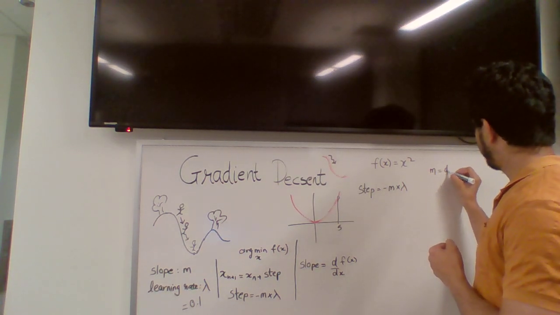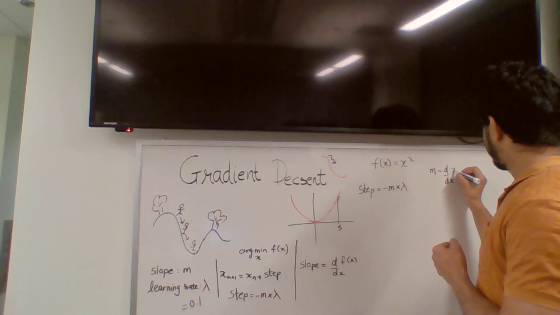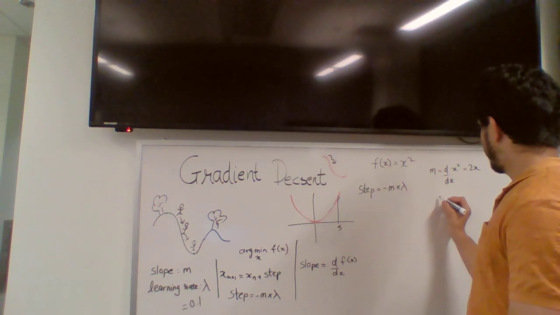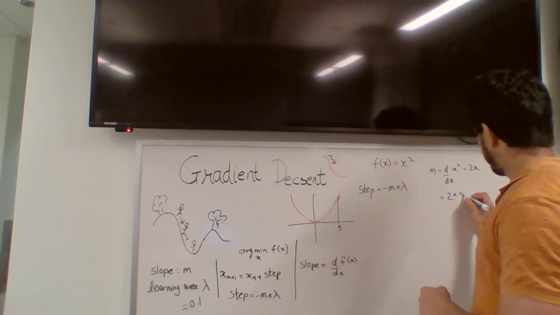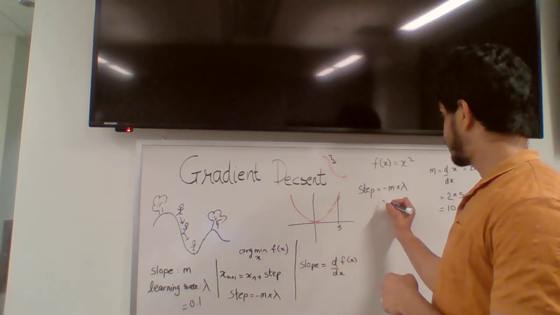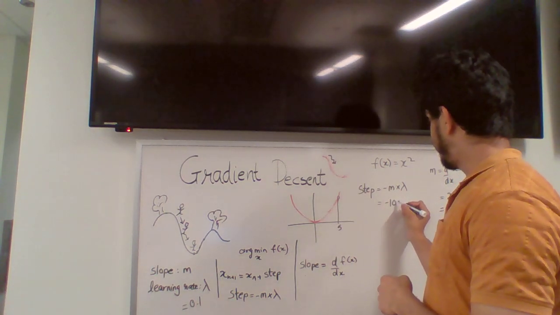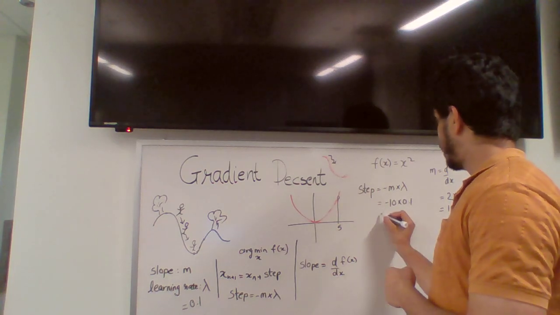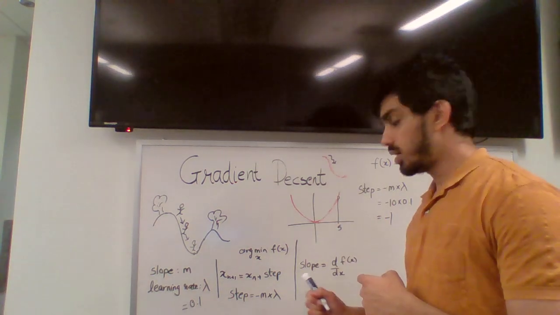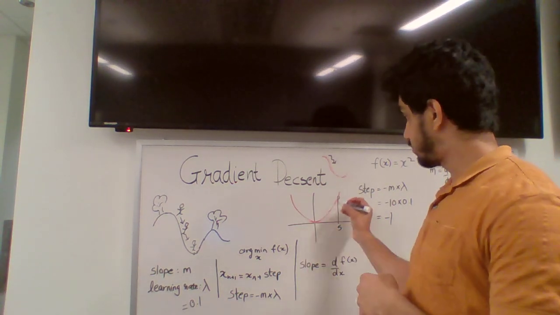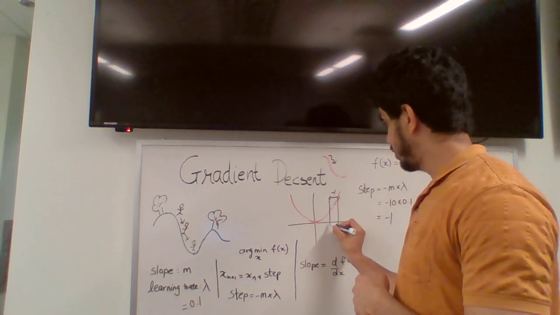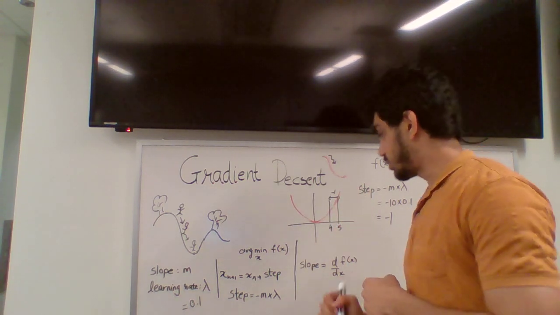Slope for us is d by dx of x square, which is equal to 2x, and at x equal to 5, our slope is 2 into 5, which is equal to 10. So, which gives us a step size of minus 10 into our learning rate 0.1, which is equal to minus 1. So, at x equal to 5, with gradient descent, you take a small step of minus 1 and reach your next point, which is 4.